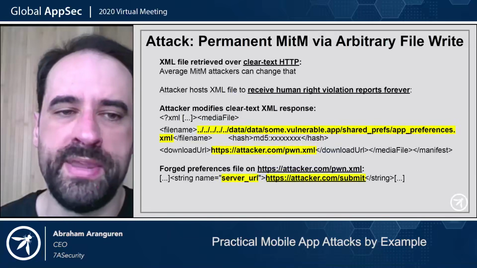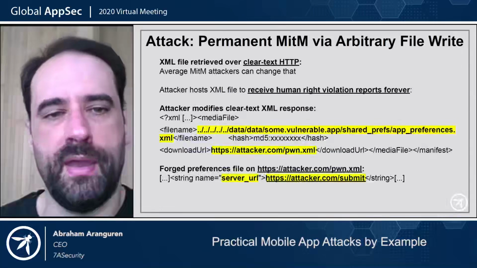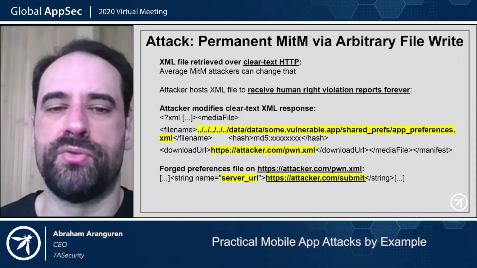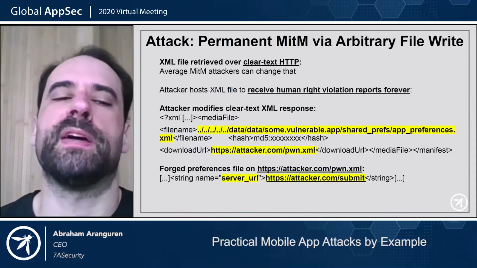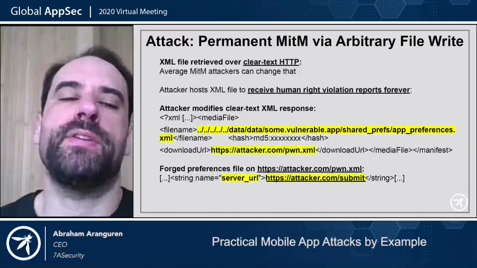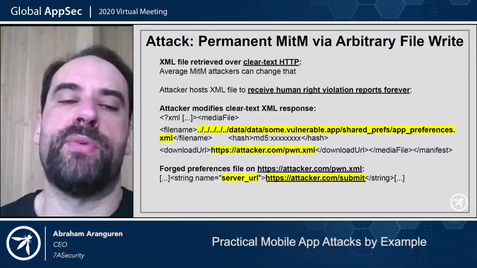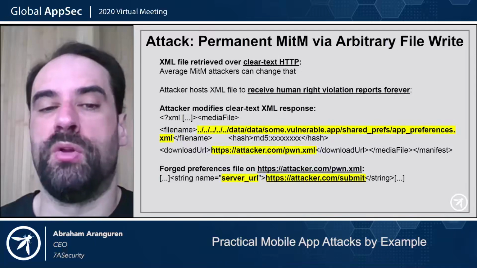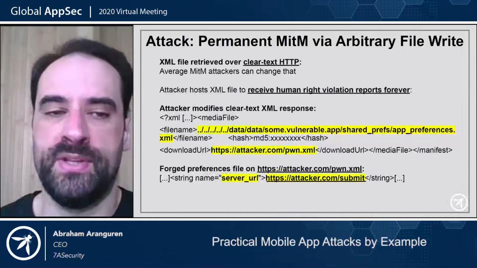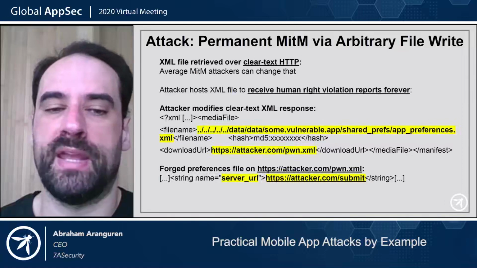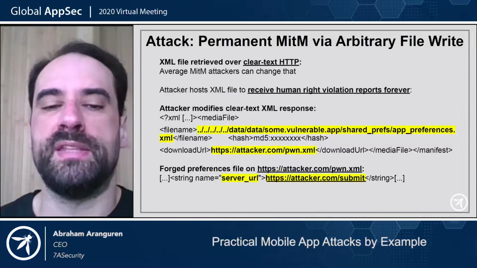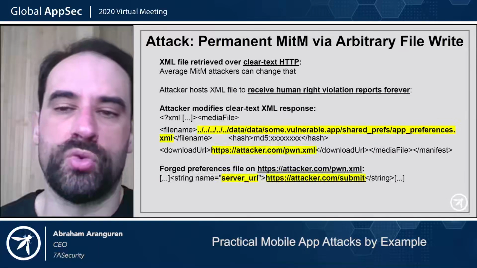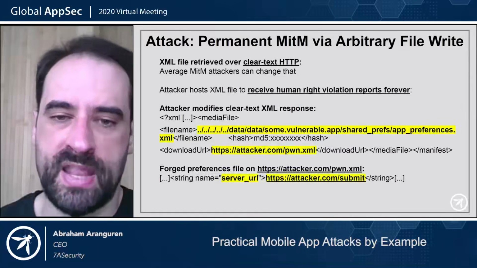So in here, we basically provide the path to the preferences, right? Because this was about reporting human rights violations, some stuff like that as well. And in here, we can specify the preferences XML file. Of course, since we control the file, we can also specify whatever hash we want, and then the download URL for the XML file, right?